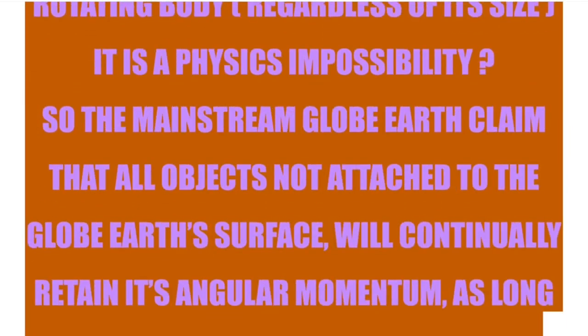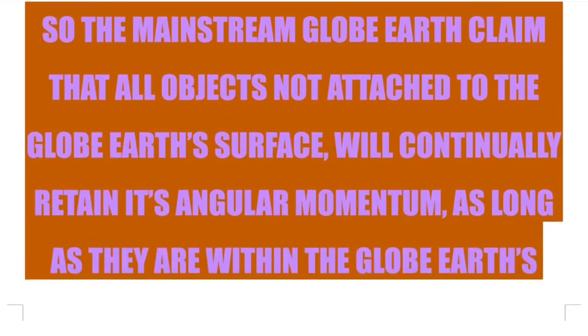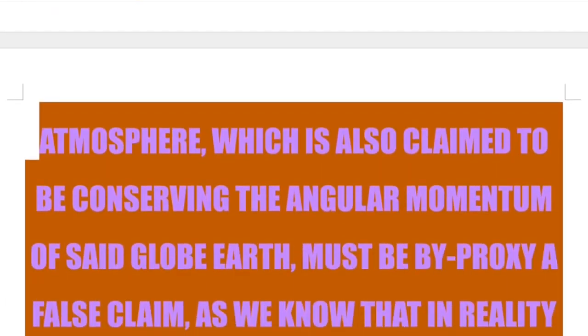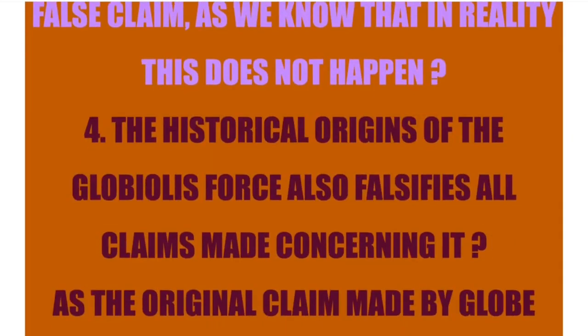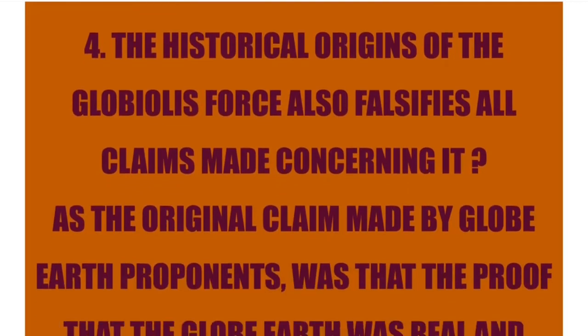So the mainstream globe Earth claim that all objects not attached to the globe Earth's surface will continually retain its angular momentum as long as they are within the globe Earth's atmosphere, which is also claimed to be conserving the angular momentum of said globe Earth, must be by proxy a false claim, as we know that in reality this does not happen.